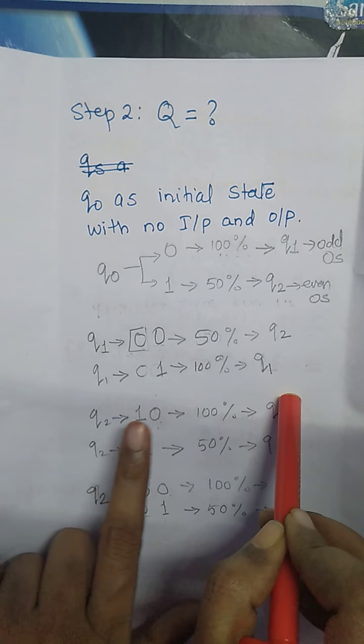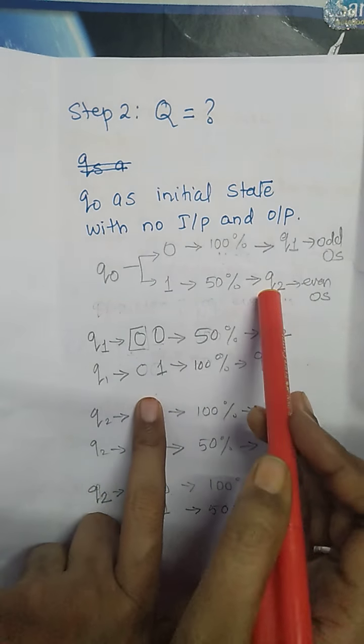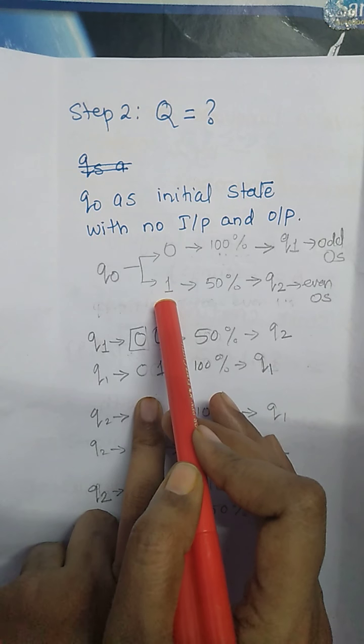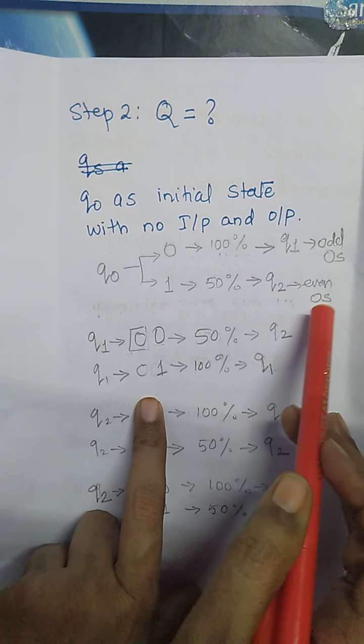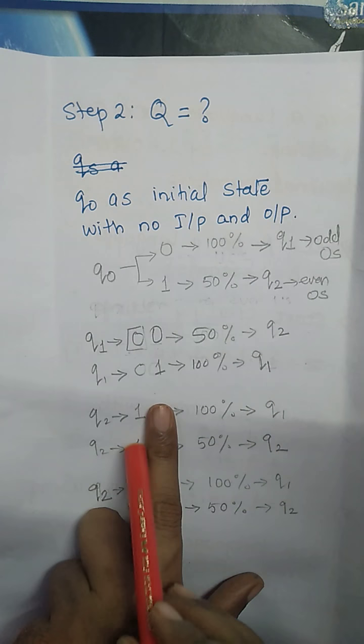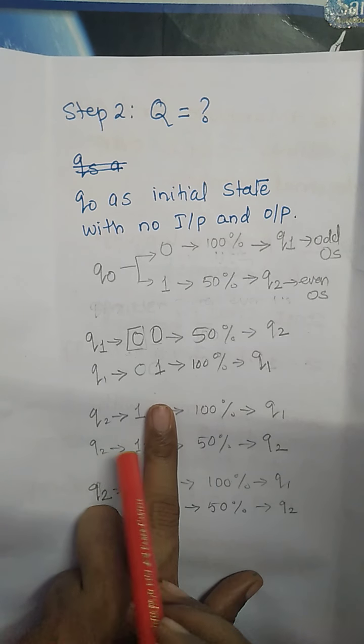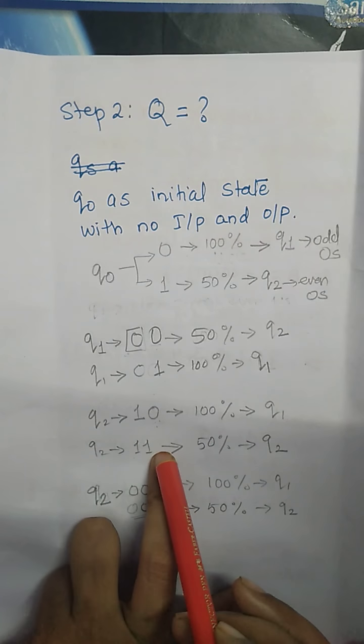Now what will be the next state? The next state will be Q2. What is Q2? Q2 represents the string starting with 1 containing 50% of the solution, in the sense that it contains an even number of 0s. So Q2 represents a single 1. The second bit can be either 0 or 1.